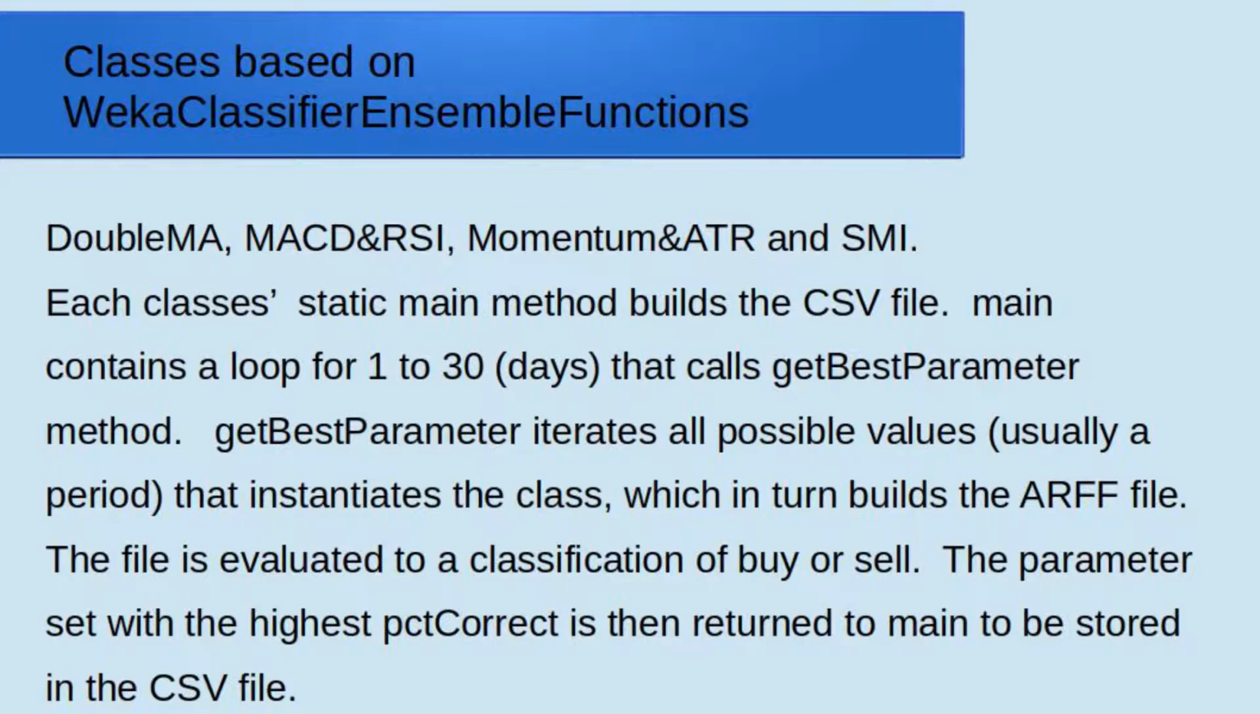Each of these classes contains a static main method that builds the CSV file. In main, there is a loop for 1 to 30 days that calls the best parameter method, which will iterate over all the possible values of usually a period, but it could be other possible values, which in turn builds the ARFF file for each one of those iterations. The ARFF file gets evaluated against a classification of a buy or sell, and the parameter set with the best or highest percentage correct value from the evaluation phase is then returned to main, and those parameters are stored in the CSV file.